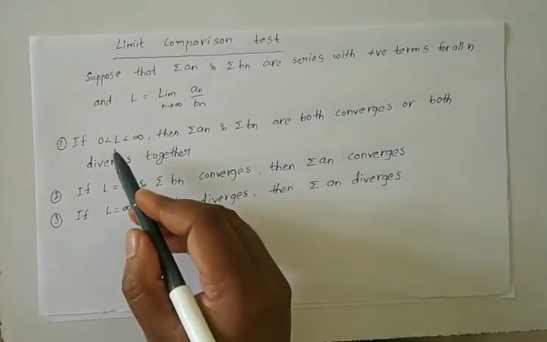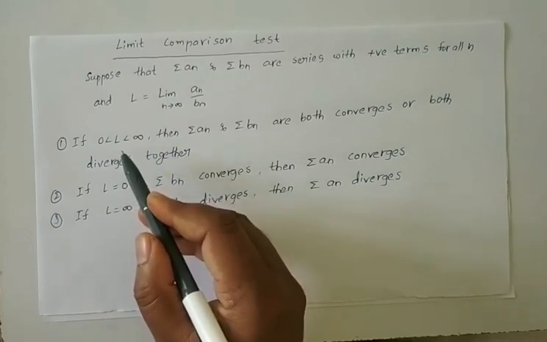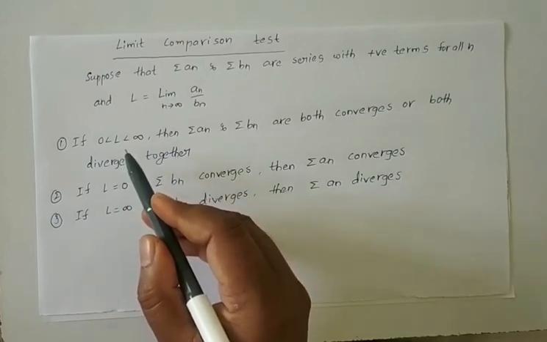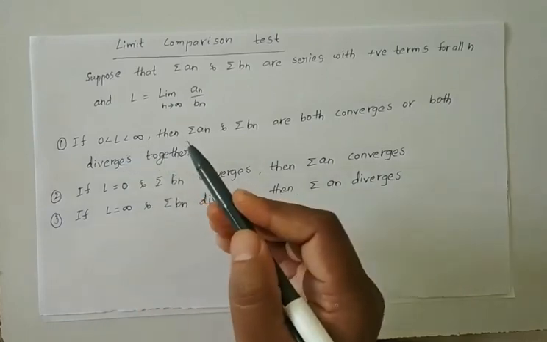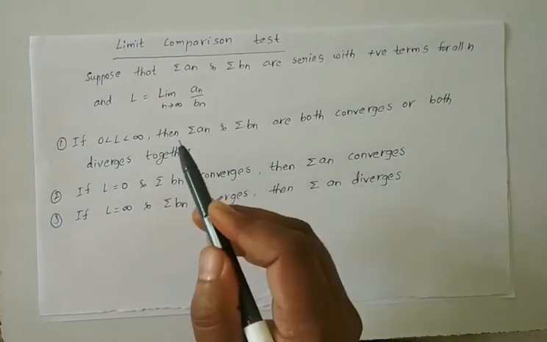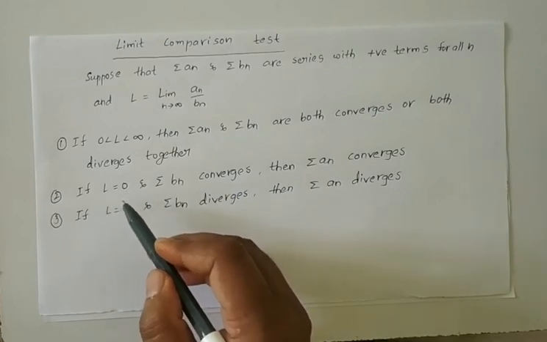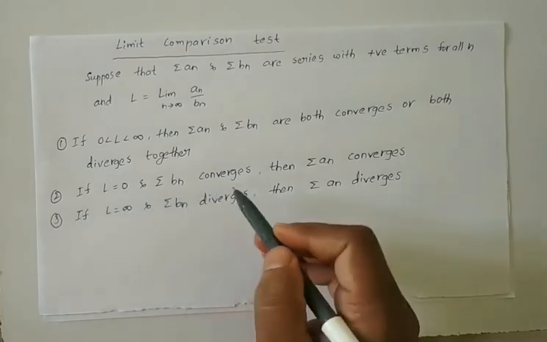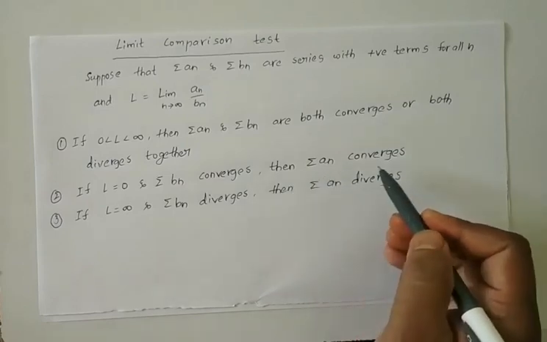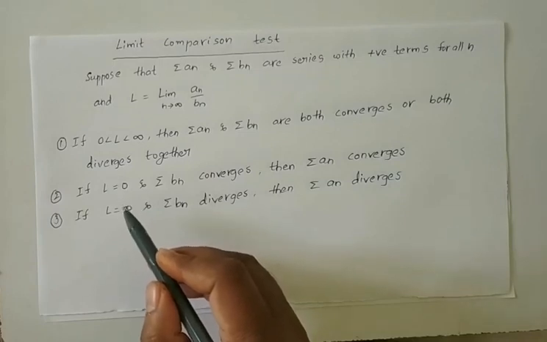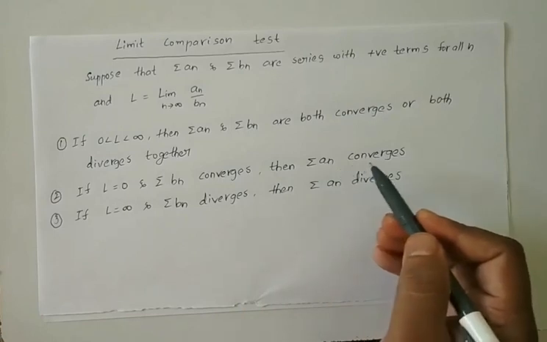Remember that here L is not equal to 0 and L is not equal to infinity. That means L is a finite number except 0. In this case, either both the series converge or both the series diverge. That's all. Okay, second one, if L is equal to 0 and summation bn converges, then summation an converges.